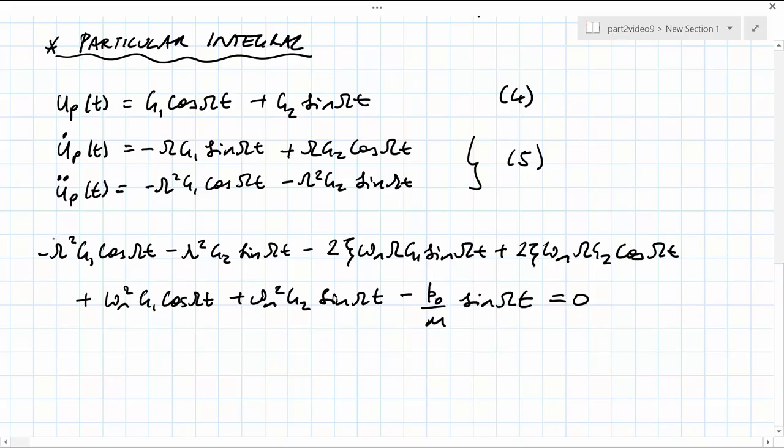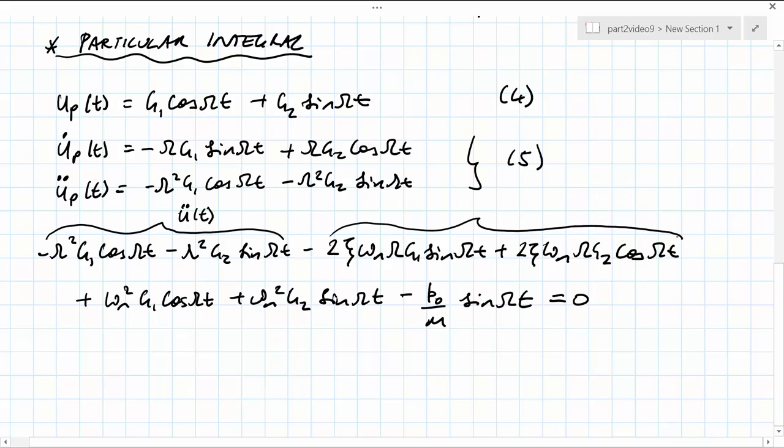Term by term, this first collection of terms is the acceleration. This second collection of terms is 2 times zeta omega n times the velocity, and this term here is the natural frequency squared times the displacement.